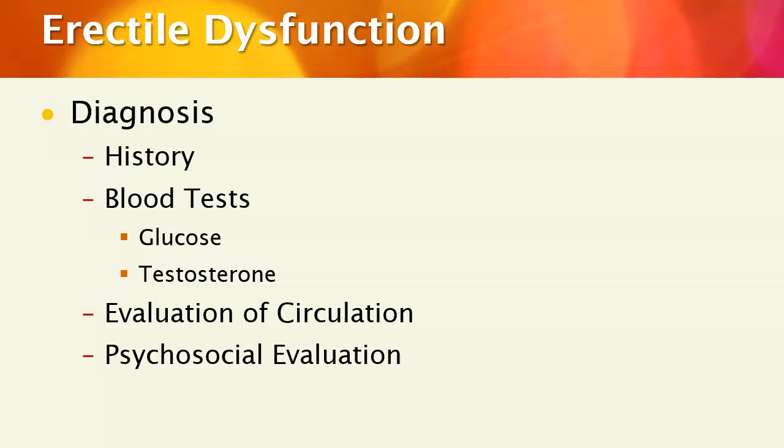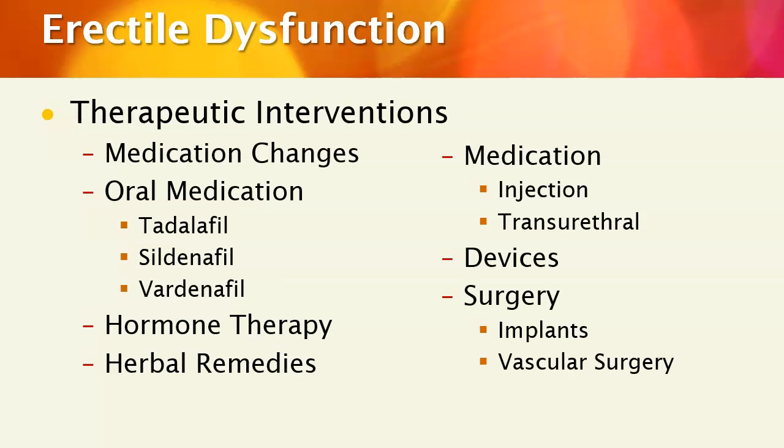Blood test wise, again, we're going to look for physical findings. We want to check their glucose level. Are we dealing with a diabetic? We want to know what their testosterone levels are. We're going to evaluate their circulatory system. So again, we're looking for any evidence that there is plaque formation that is disrupting blood flow. And a psychosocial eval. We want to see psychologically, are we dealing with something there?